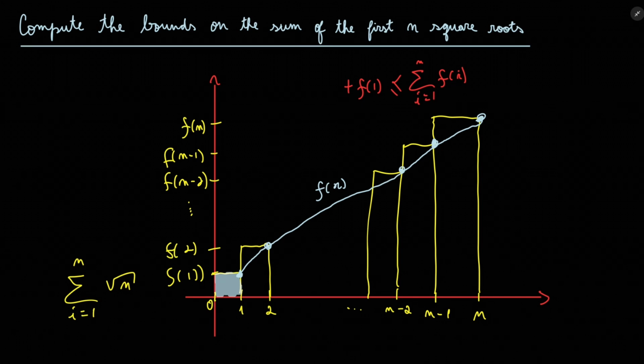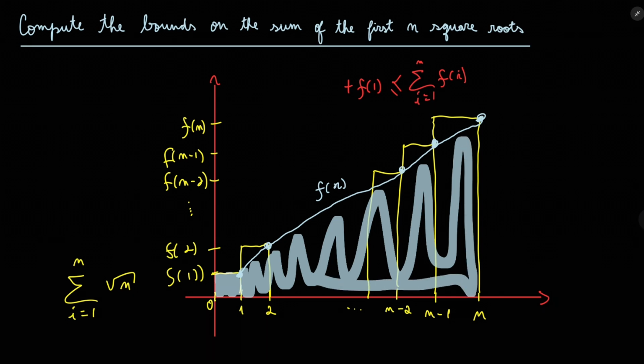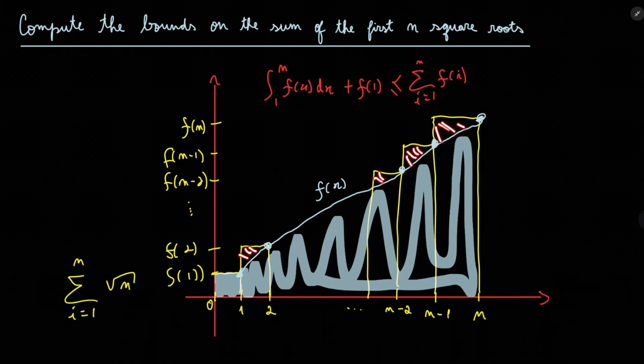Well, looking at the graph, what do I need to add to f of 1? Now I need to add the area under the curve. And I can do so using an integral. So the integral from 1 to n of f of x with respect to x. This is the lower bound of my sum. So my sum is at least this. And if you look at the graph, it makes sense because our curve is leaving out these parts of the rectangles here. So that's why it is a lower bound.